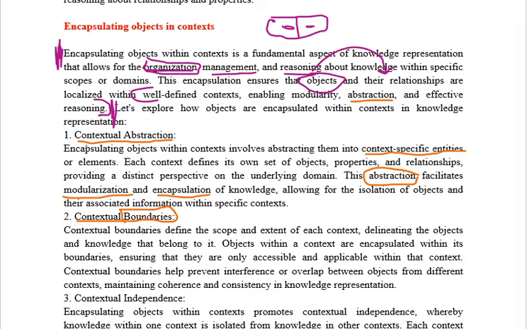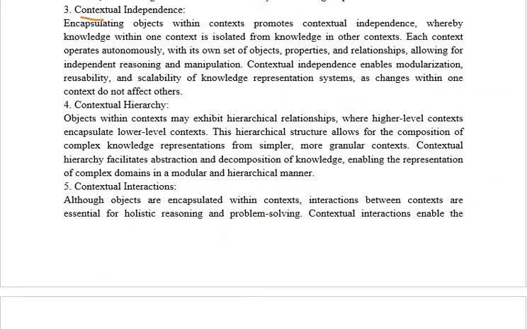Now let's understand what contextual independence is. Contextual independence means encapsulating objects within the context promotes contextual independence. So this encapsulation concept gives contextual independence. What is contextual independence? They will be independent between the two contexts. The two contexts cannot overlap, as I said before. So they are independent of one another.